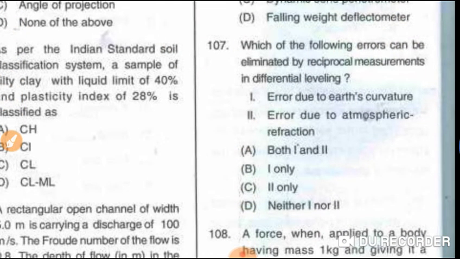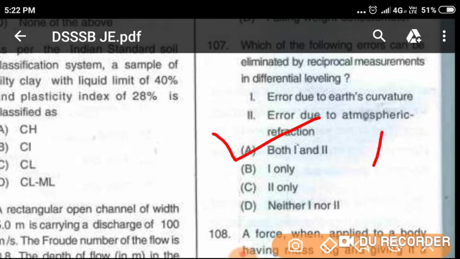Question number 107. Which of the following errors can be eliminated by reciprocal measurements in differential leveling? Option 1 error due to earth curvature, option 2 error due to atmospheric refraction. So option A both 1 and 2, option B 1 only, option C 2 only, option D neither 1 nor 2. So for question number 107, the correct answer will be both 1 and 2, that is error due to earth's curvature and error due to atmospheric refraction can be eliminated by reciprocal measurements in differential leveling. That is option A is the correct answer here.